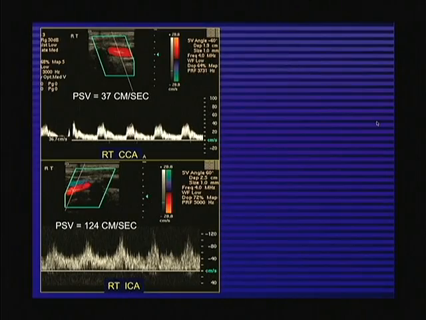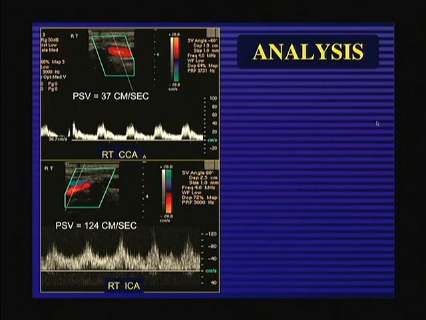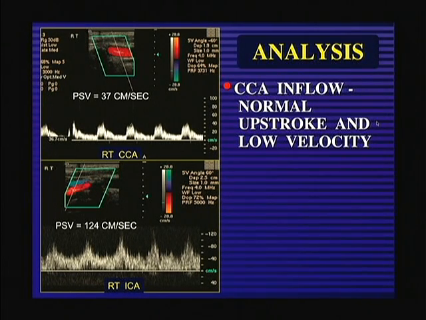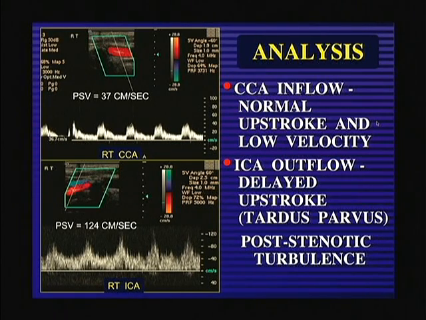Okay, so let's analyze the case. Peak systolic velocity in the right common carotid artery is low. It's 37 centimeters per second. As we analyzed it, we said that there was a good upstroke, although low velocity. The ICA outflow demonstrates an abnormal shaggy waveform with a delayed upstroke consistent with a tardus waveform. And in fact, due to its appearance, you might even say that it looks like post-stenotic turbulence. So how do we address a case like this, where we think that there's something more than the peak systolic velocity suggests? Well, certainly we want to get a better look in the region of the plaque.